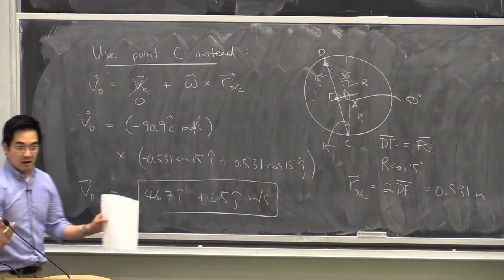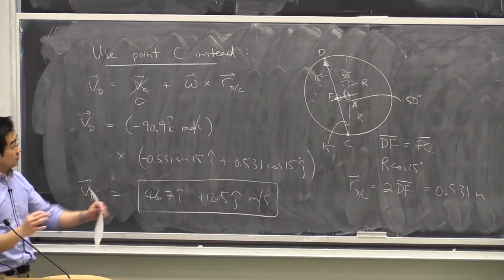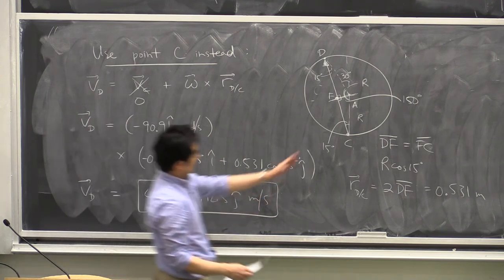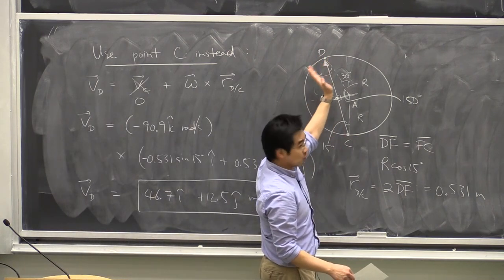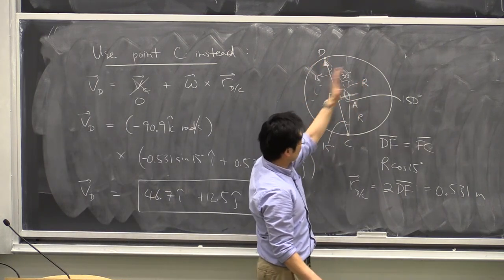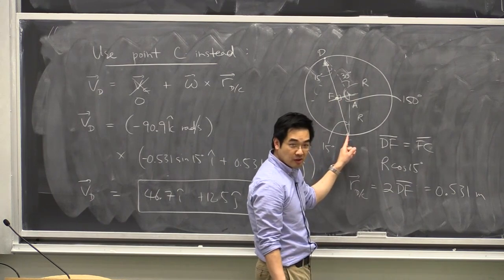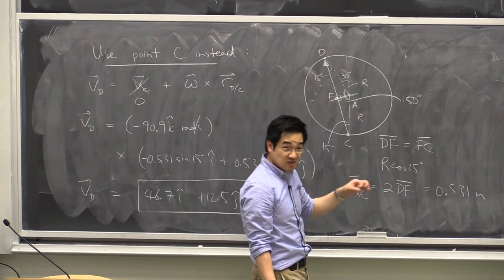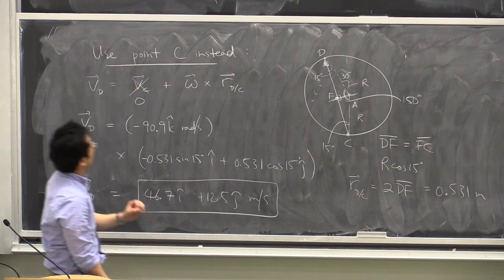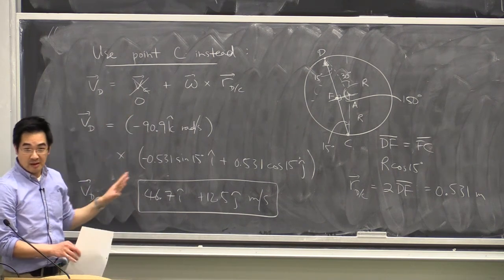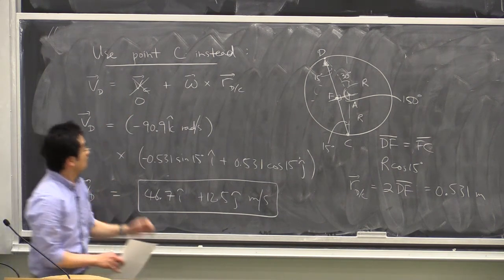Okay? And that proves everything. It proves that this is the line in which D is rotating about. The entire rigid body is rotating about that point. That point has huge significance because it has zero velocity. And it matches all of the other math that I did too. Okay?